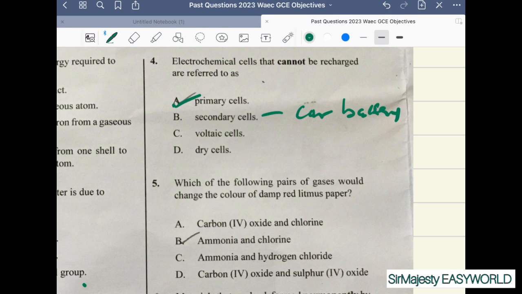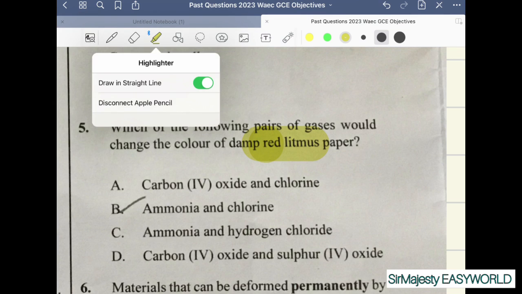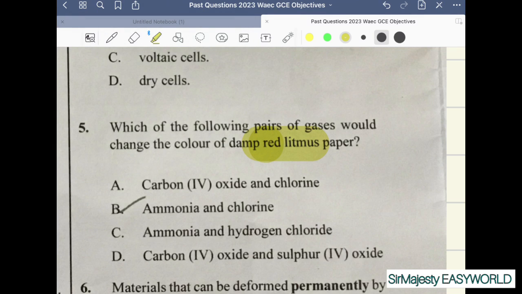Okay, then number 5 says, which of the following pairs of gases would change the color of damp red litmus paper? So our main topic sentence here is the red litmus. So this red litmus, what can alter the color of it?